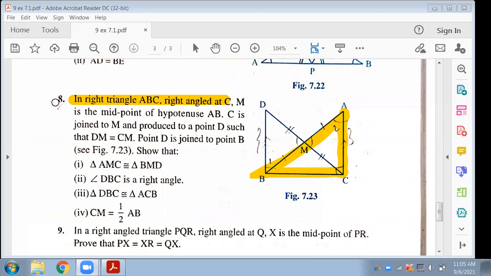Okay, so question number 8. In right triangle ABC, right angle at C, M is the midpoint of the hypotenuse AB.